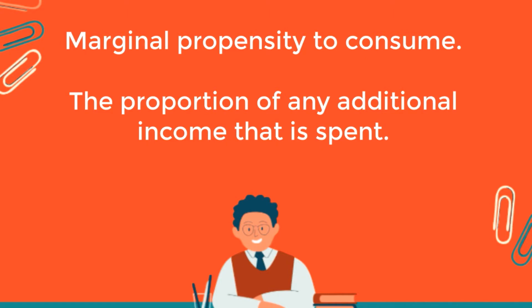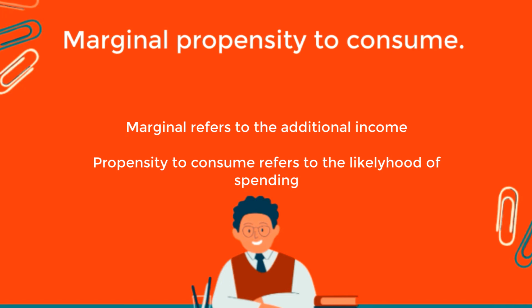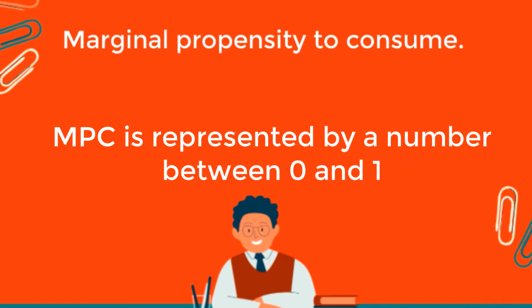The marginal propensity to consume is a concept which explains how much of any additional income received by households will be spent. Marginal refers to the additional income, and propensity to consume being the percentage of this additional income that is likely to be spent. The proportion of any additional income received by any individual or household that is spent is referred to as the marginal propensity to consume. This will be a number between 0 and 1.